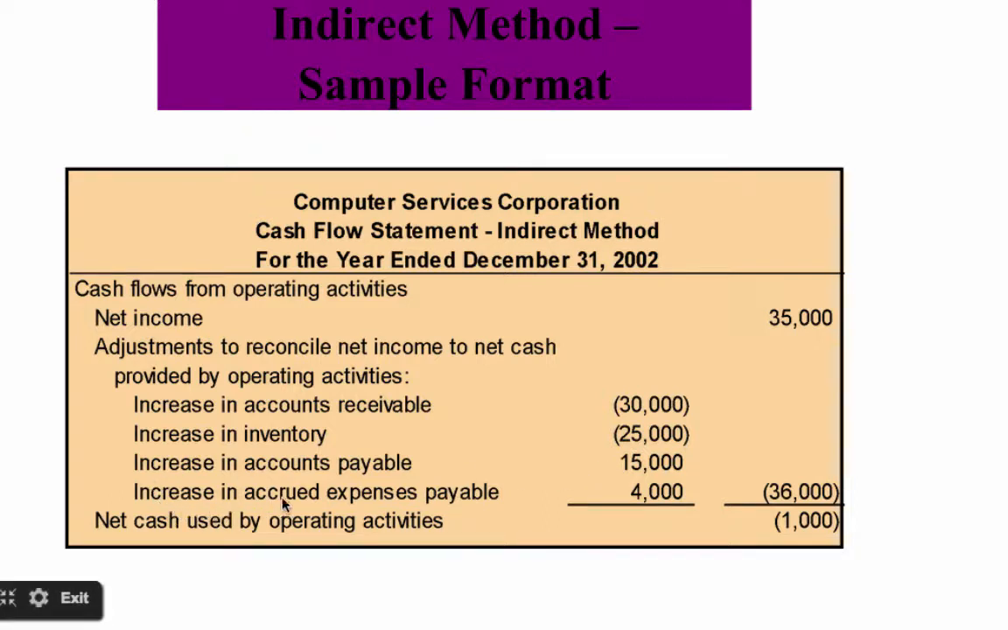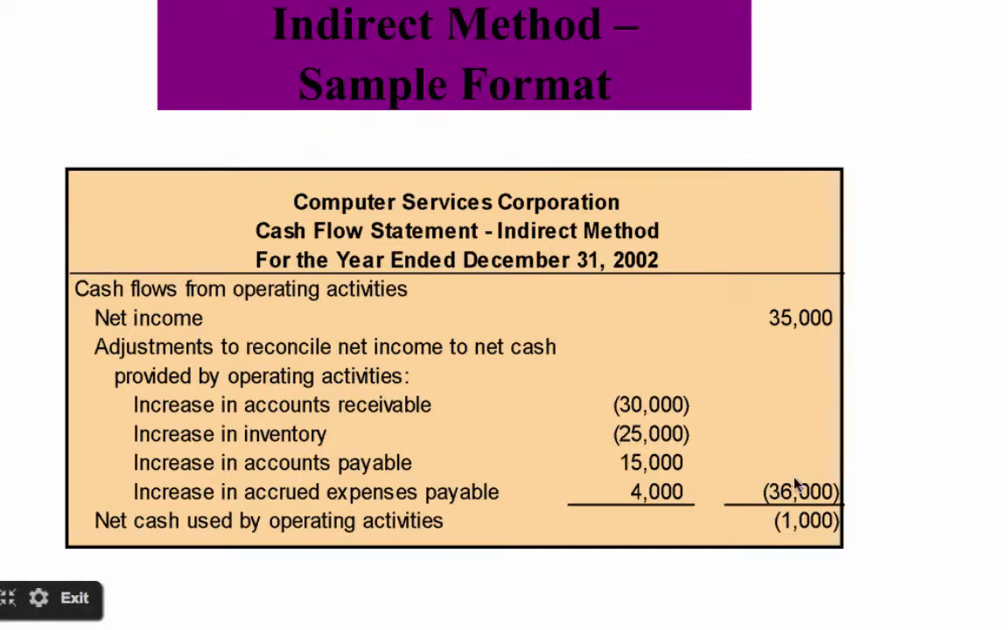And again, an increase in accrued expenses. This is like your prepaid rent and things like that. And because it had gone up, you added. If they had gone down, you would subtract them. And then you go through the math here. Negative 30 plus negative 25 plus 15 plus 4,000 equals a negative 36.